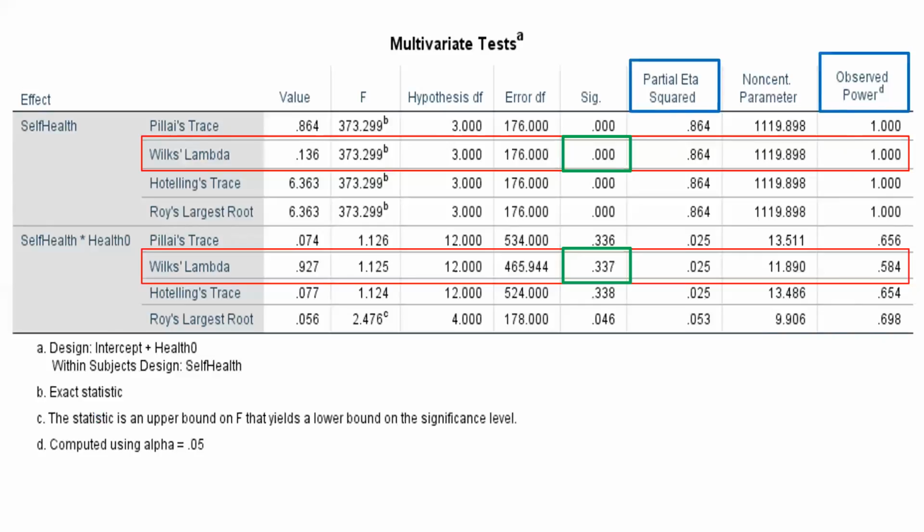And again, I talked about how I like to report the effect size, which is your partial eta squared, and your observed power. Your partial eta squared shows what the effect size of your sample is. This is obviously a larger sample, but if it wasn't, this would tell you the effect size. And observed power, one is the highest you can go. It's got very high power because it is a large sample.